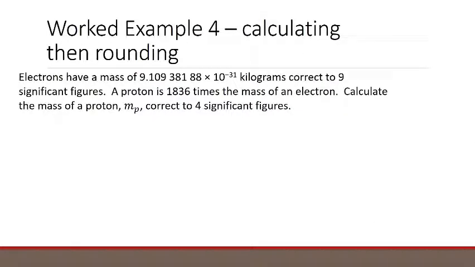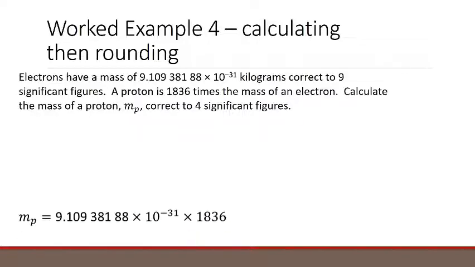Worked example 4, we're going to calculate and then round. And this is a very small number. Electrons have a mass of 9.1093888 times 10 to the negative 31 kilograms, correct to 9 significant figures. Now, a proton is 1,836 times the mass of an electron. And the question is, calculate the mass of a proton, call it MP, correct to 4 significant figures.